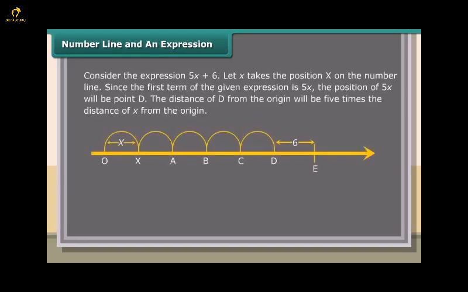Consider the expression 5x plus 6. Let x take the position x on the number line. Since the first term of the given expression is 5x, the position of 5x will be point D. The distance of D from the origin will be 5 times the distance of x from the origin. Therefore, the position E of 5x plus 6 will be 6 units to the right of D.